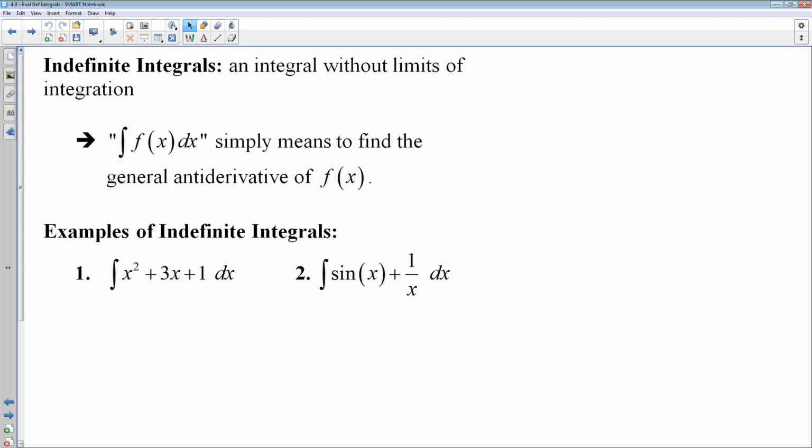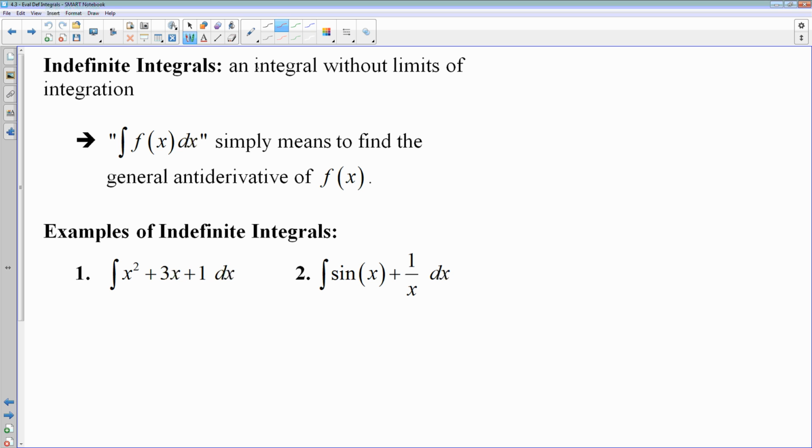Up until now, I've always just called them antiderivatives, but they are actually integrals, and they are indefinite integrals. So if you see an integral sign that does not have limits of integration, then that simply means to find the general antiderivative of f of x. So we're going to change our notation. When I want you to do an antiderivative, I'm going to write it like this.